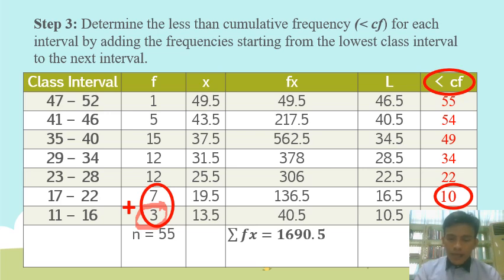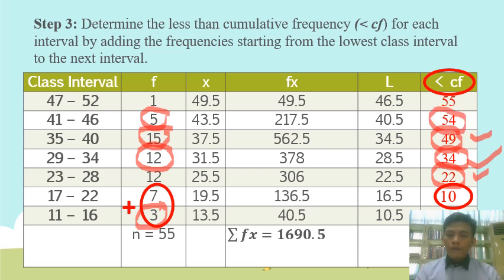Next, 10 plus 12, that is 22. 22 plus 12, that is 34. 34 plus 15, that is 49. 49 plus 5, that is 54. 54 plus 1, and that will be 55. So it means that 55 is our total number of frequency. So we get the same amount.